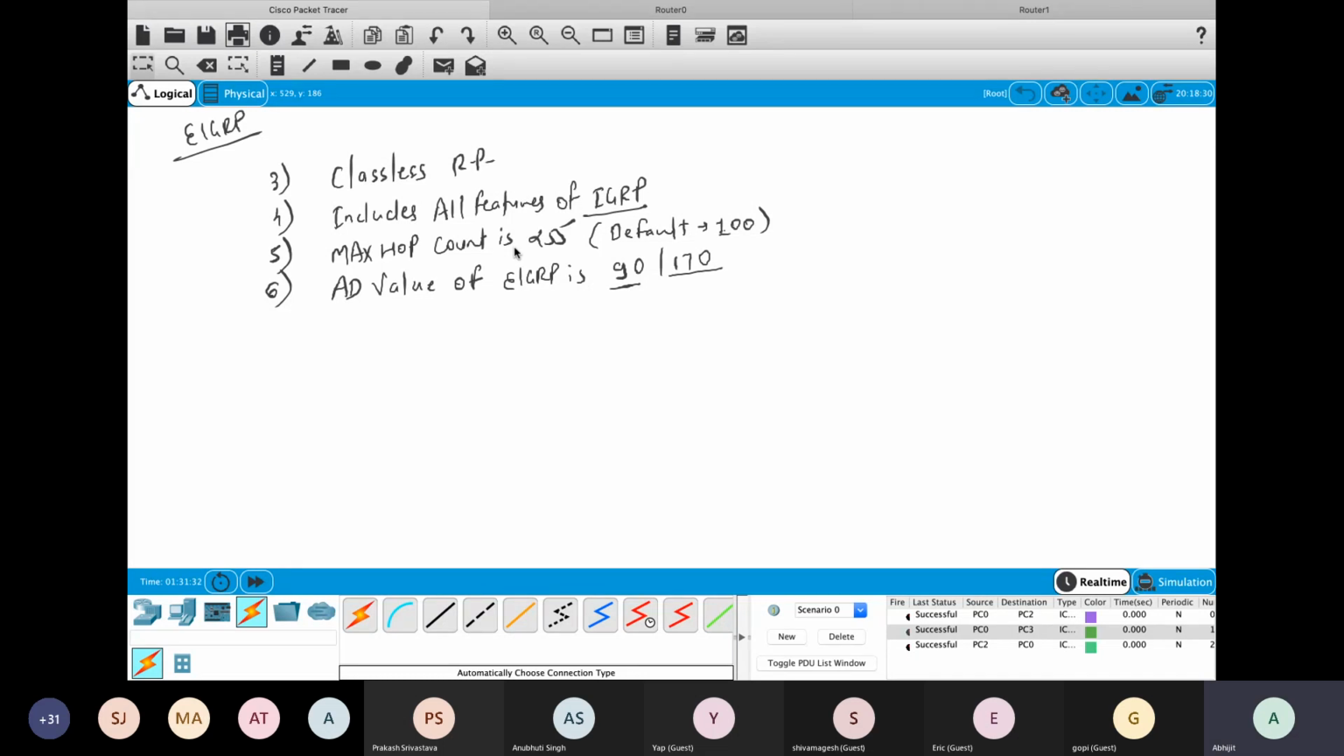And as I told you, RIP has an AD value of 120. Then after that, EIGRP is considered a 100% loop-free protocol. This is just one of the characteristics that for now you can write down: it's a 100% loop-free protocol and it doesn't create any loops, because of how it behaves.